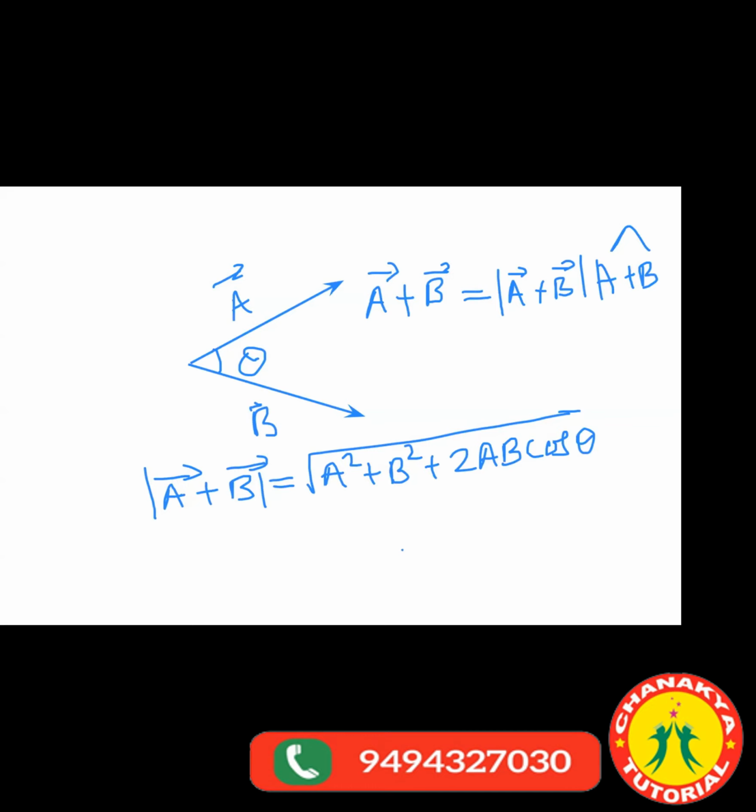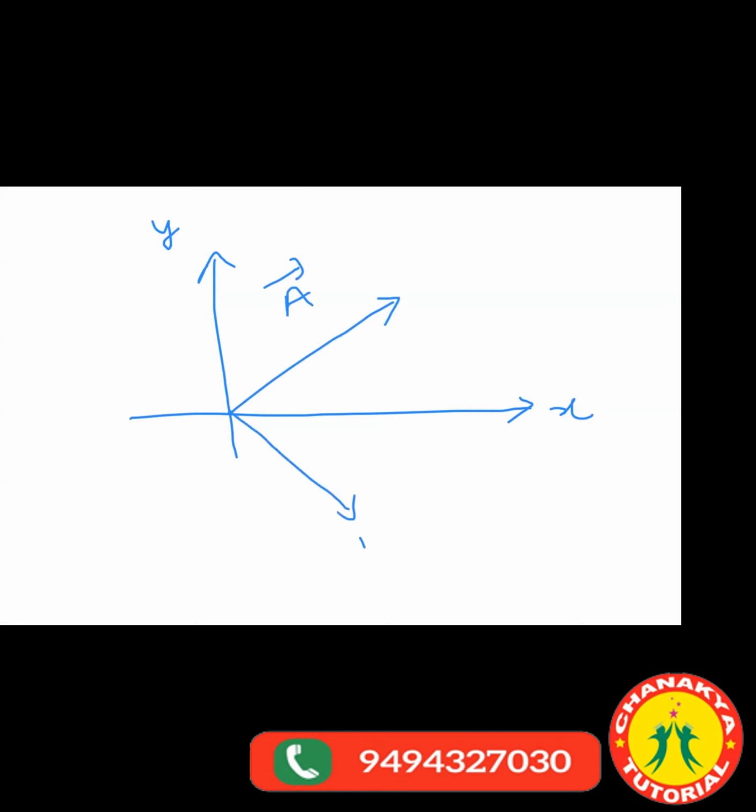See, now let's say this is my x-axis. The best way you can deal with vectors is using coordinate axes. For example, let's say this is my vector A, and this is my vector B. Let's say this is some theta 1 and this is some theta 2, and the total angle between them is theta 1 plus theta 2.